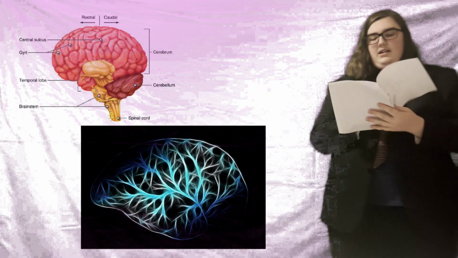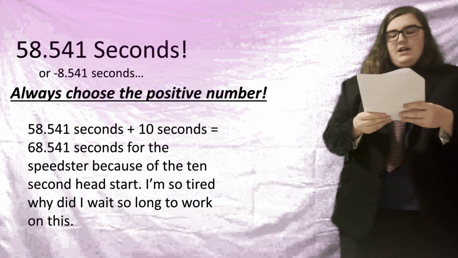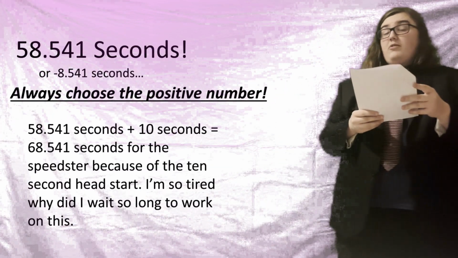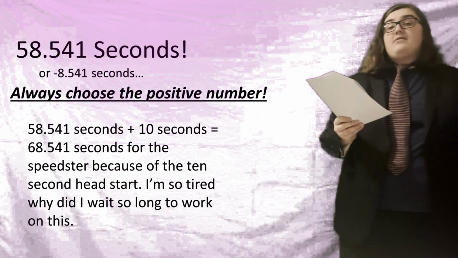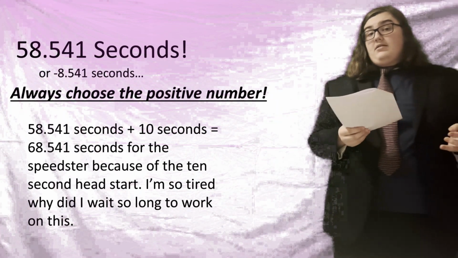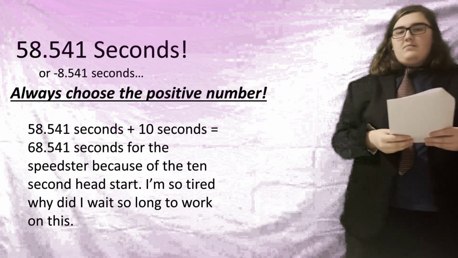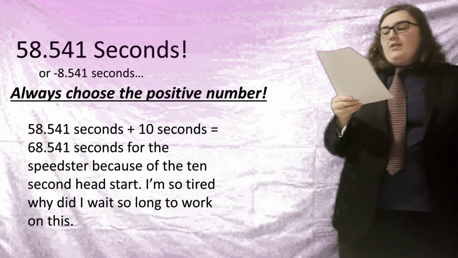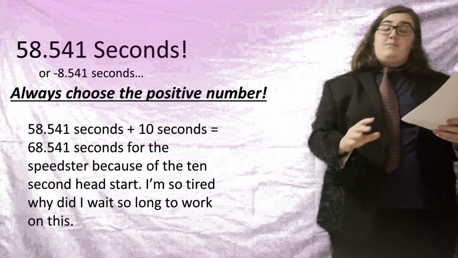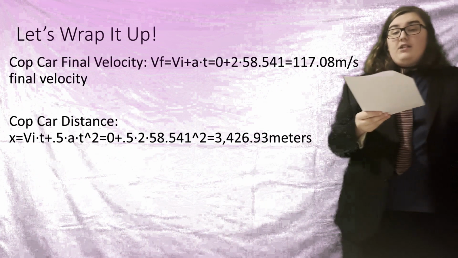If I do the math in my head, it comes out to 58.541 seconds, or negative 8.541 seconds. Now, since these guys are not traveling back in time, it's probably best to choose the positive answer in this equation. So 58.54 seconds. However, it's important to remember that this is the time it takes the cop, not the speeder, to do it. So you need to add 10 seconds for the speeder in order to get their actual time.